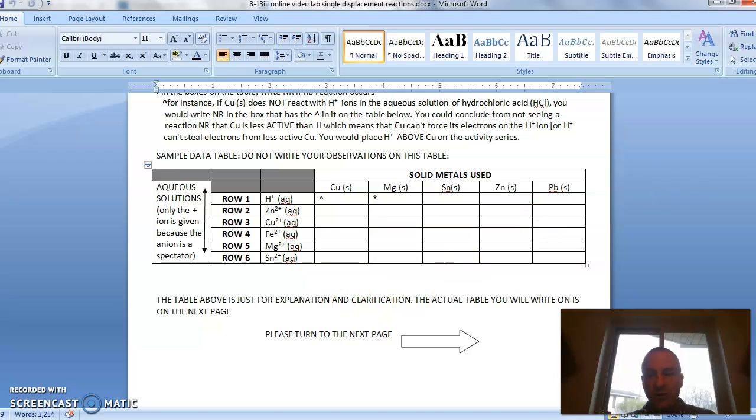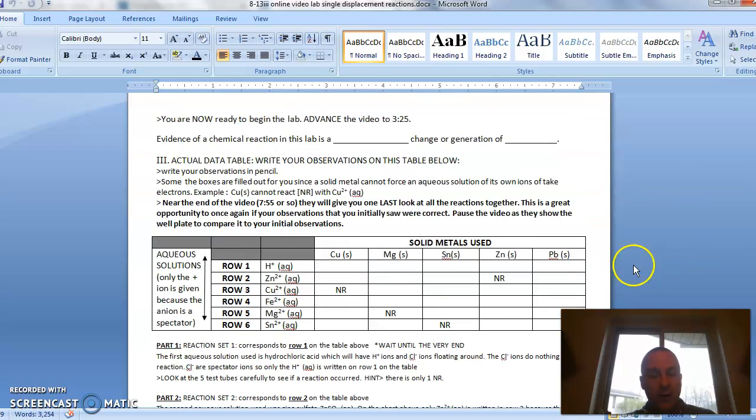Your actual table that you'll write your results on is right here. Notice some of the boxes have NR in them. This is the actual table you'll be writing on. The reason that is there is, if you're going to have copper and you're going to be putting in a copper solution, copper metal will not react with its own ion. So NR is already filled out on that table for you. In the same way, magnesium would not react with magnesium ions. Tin would not react with tin ions. So that's why there are some NRs already written on the table for you.